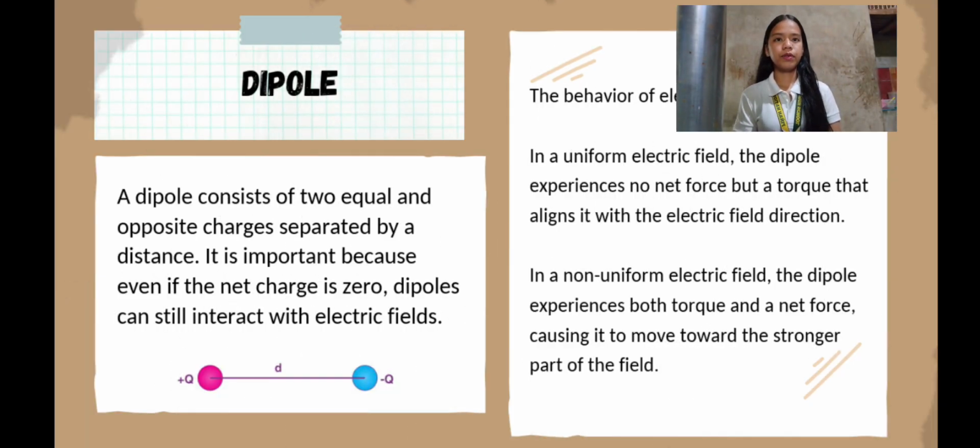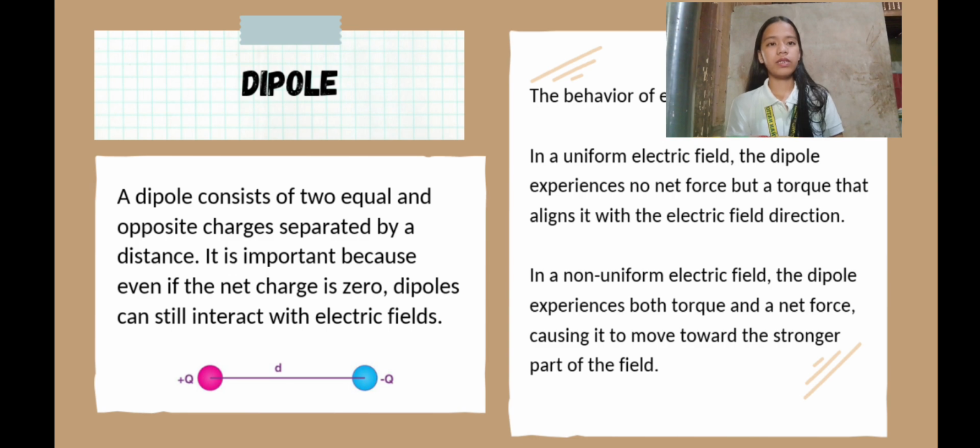Next is the dipole. A dipole consists of two equal and opposite charges separated by a distance. It is important because even if the net charge is zero, a dipole can still interact with an electric field. That's because the positive charge and negative charge are located in different positions. When an external electric field is applied, it pulls the positive and negative charges in opposite directions, causing the dipole to rotate or align with the electric field.